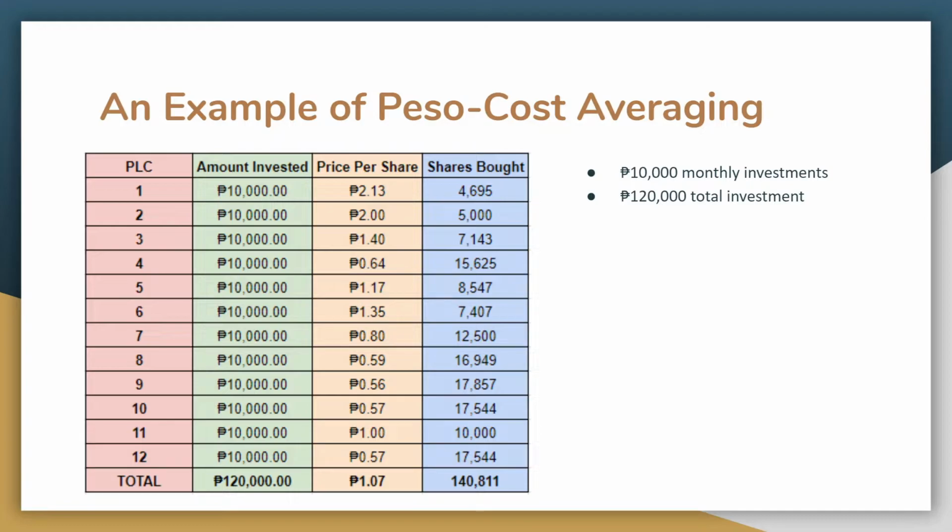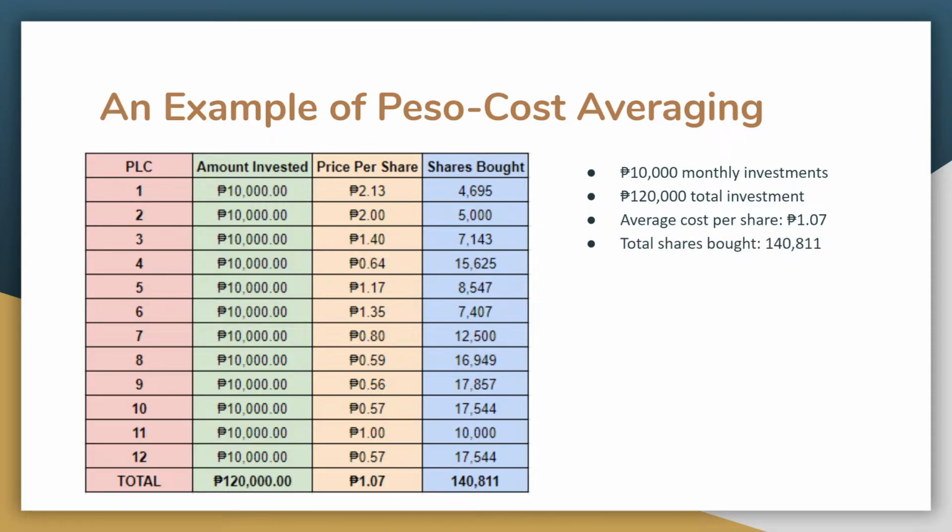So the ending is, even though you bought at 2.13 pesos per share at that time, and then here 1.4, and then 2 pesos on the second month, at the end of 1 year, after consistently buying PLC with 10,000 pesos at hand, 10,000 pesos budget, the average price after 1 year is just 1 peso and 7 centavos, and you're gonna end up with 140k shares of PLC.